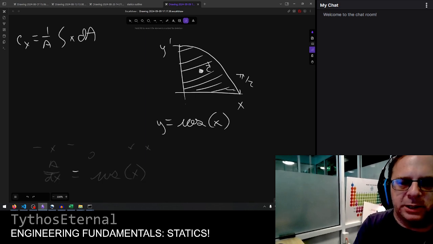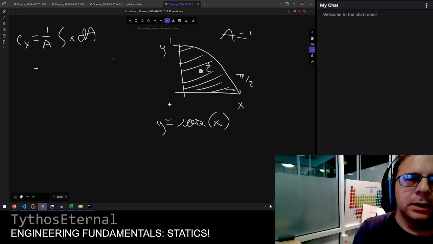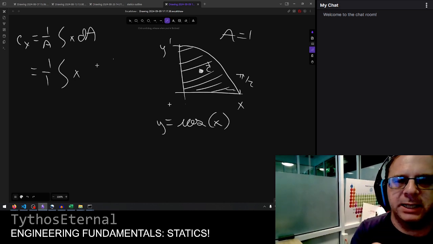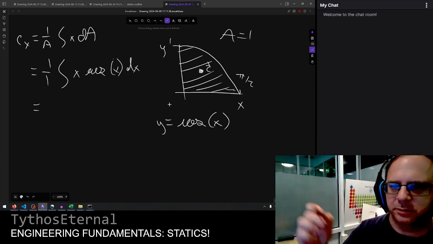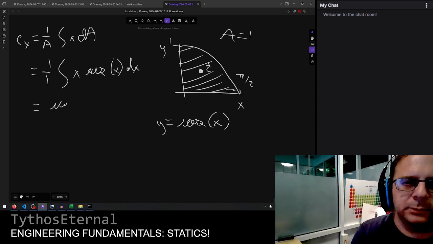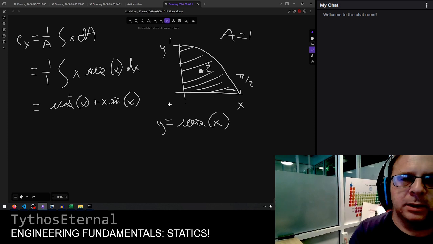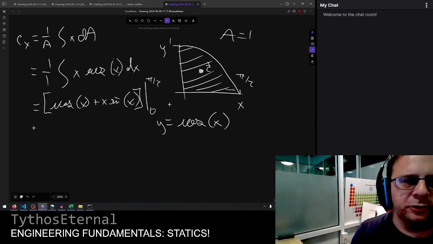Now we have the information we need to actually go through and compute the centroid for this. A equals 1. So 1 over 1, the integral of x dA. Recall, dA we determined to be cosine of x dx. This is a little bit more complicated, but it's not particularly crazy. Cosine of x plus x sine x, and then that function evaluated at pi over 2 minus that function evaluated at 0.